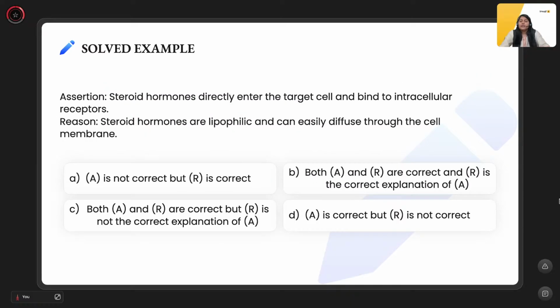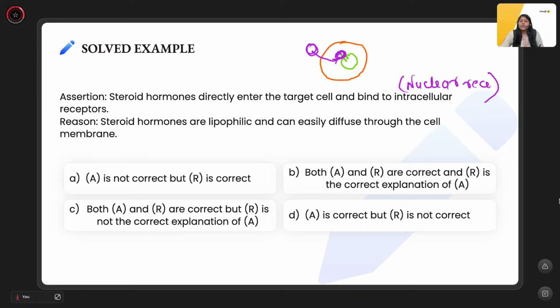Moving on, this is an assertion-reason question. Assertion: steroid hormones directly enter the target cell and bind to intracellular receptors. This is absolutely correct. If you have a cell and a nucleus, generally the nucleus will have receptors for steroid hormones. Steroid hormones directly enter the cell and bind to their intracellular receptors, which are mostly nuclear receptors.